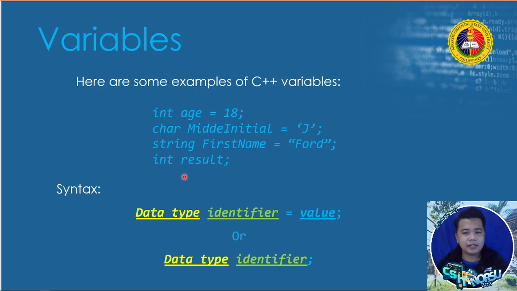So the common syntax in writing a variable is going to be data type, space, identifier, equals, value, just like this example: integer, character, and string. Or we can also write variables without having any values at all, just like this. Okay, so it is very important not to forget the semicolon, just as we discussed in our previous class. However, the question now would be, what are data types and identifier? Let's talk about them.